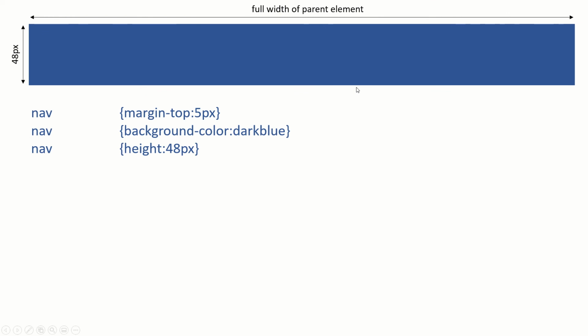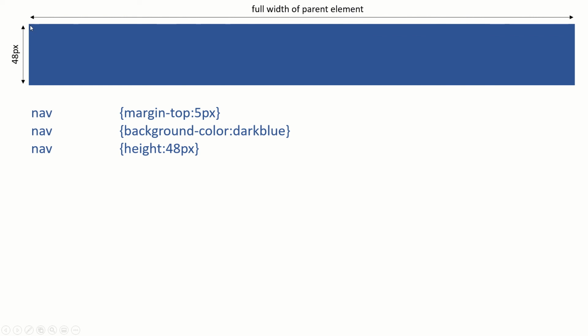Right. So first of all, if I look at the nav element, these are all the bits of information I can find about all the styling information I can see in the CSS. It's going to have a top margin of 5 pixels, so it should be 5 pixels down. There should be a gap of 5 pixels between it and the element before it. It's got a background color of dark blue and a height of 48 pixels.